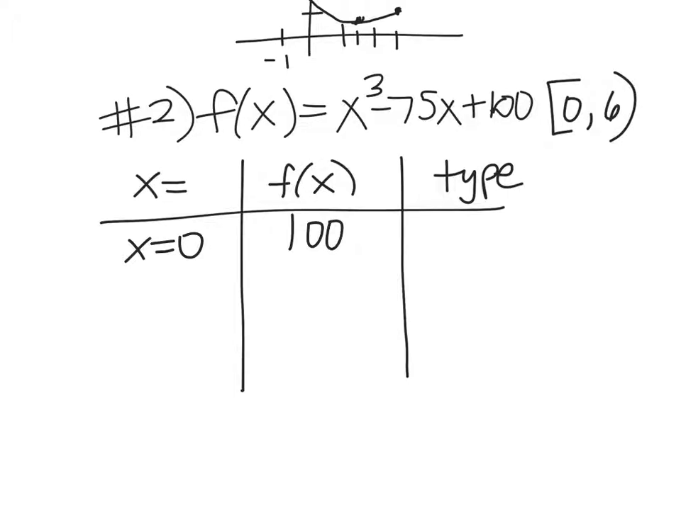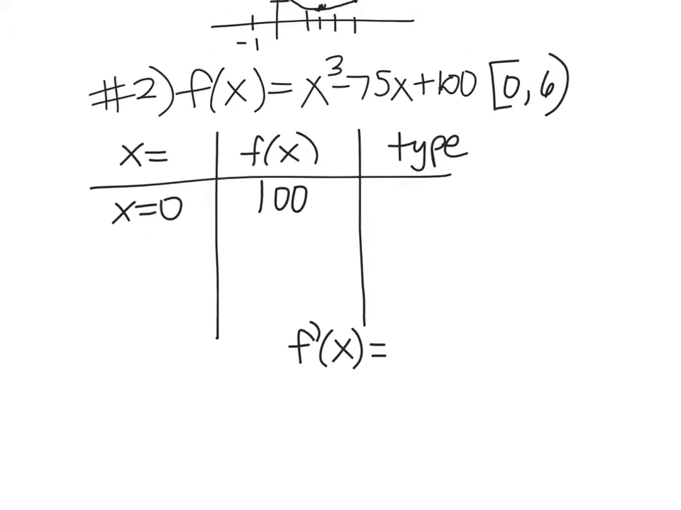Then we have to go ahead and take the derivative. So the derivative would be 3x squared minus 75. Set the derivative equal to 0 and solve.